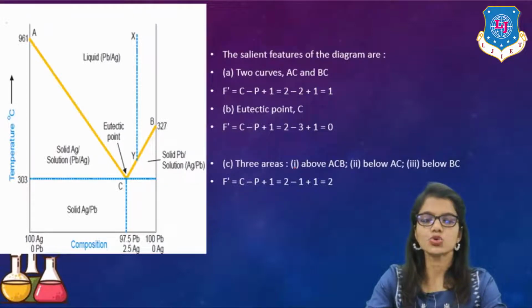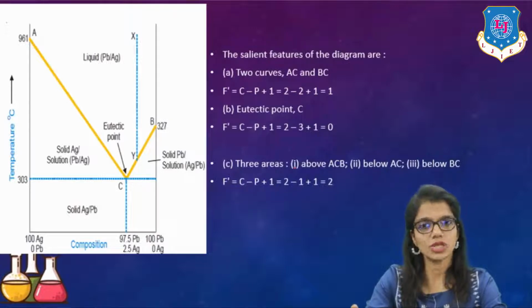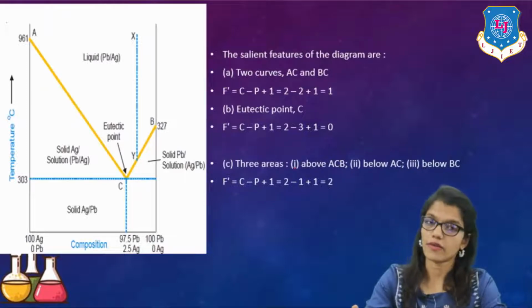Now, the two different points, 961 and 327, are the melting points. The first one is the melting point of silver, while the other one is the melting point of lead. So at that point, when they both combine, the composition and the temperature become specific at a particular eutectic point, where they mix with each other. So we get such a graph, and after that we get such an alloy.